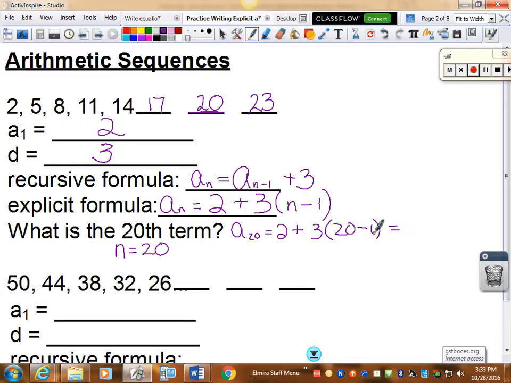Do not do the 20 take away 1 in your head and write 19 here. The reason being is mainly I want you to do the formula precisely, exactly as it's written. Not doing that part in your head helps you reinforce and remember the structure of it, because this is something you have to memorize. Okay, so 2 plus 3 parenthesis 20 minus 1. And I believe this one comes out to 59.